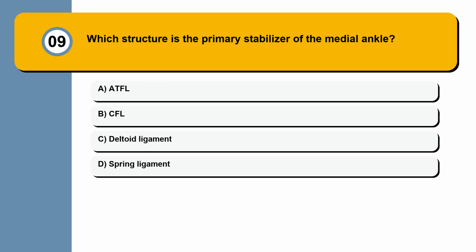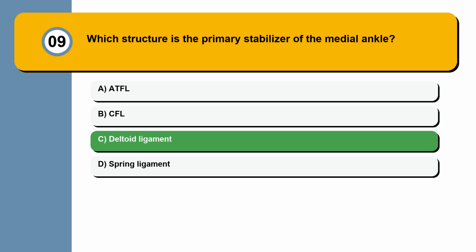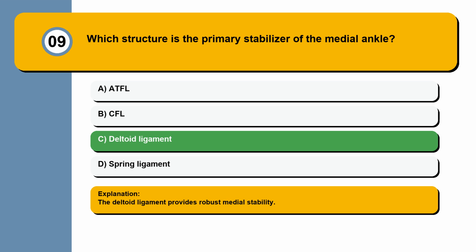Question 9. Which structure is the primary stabilizer of the medial ankle? ATFL, CFL, deltoid ligament, spring ligament. The deltoid ligament provides robust medial stability.